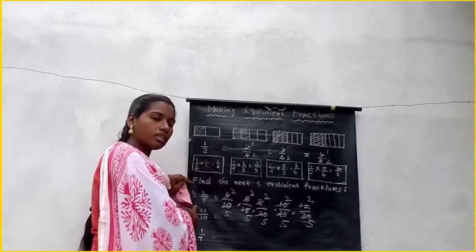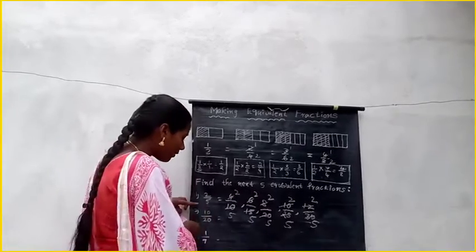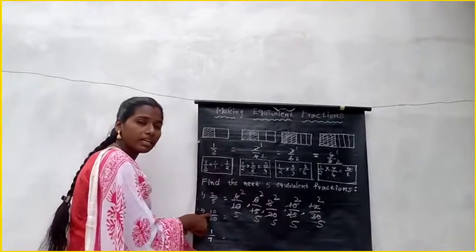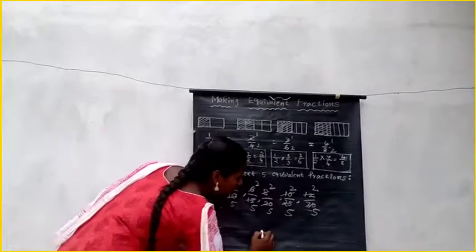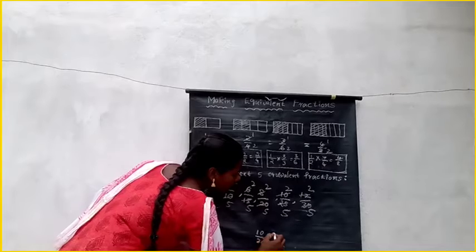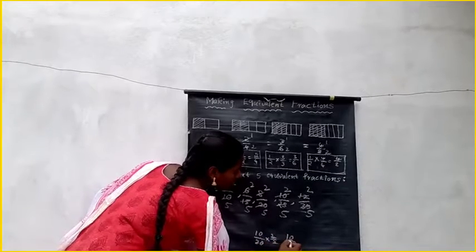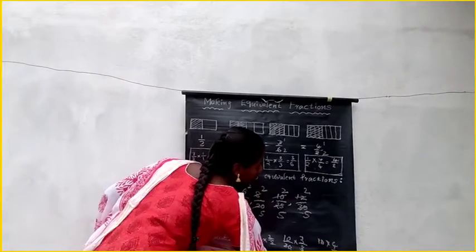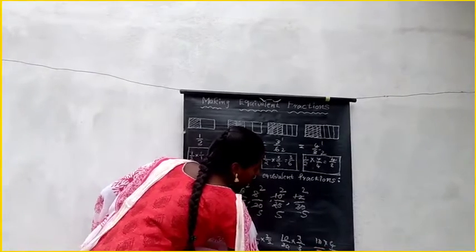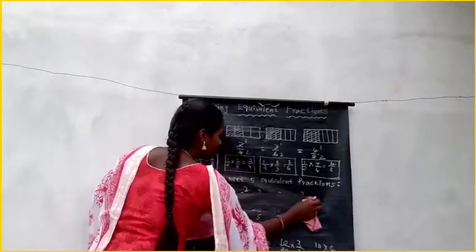Now, is it clear, Nana? Yes, I hope you have understood. Next, make equivalent fractions of 10 by 20. So, we should multiply 10 by 20 with 2 by 2, 3 by 3, 4 by 4, like this. See, here I will make, Nana.